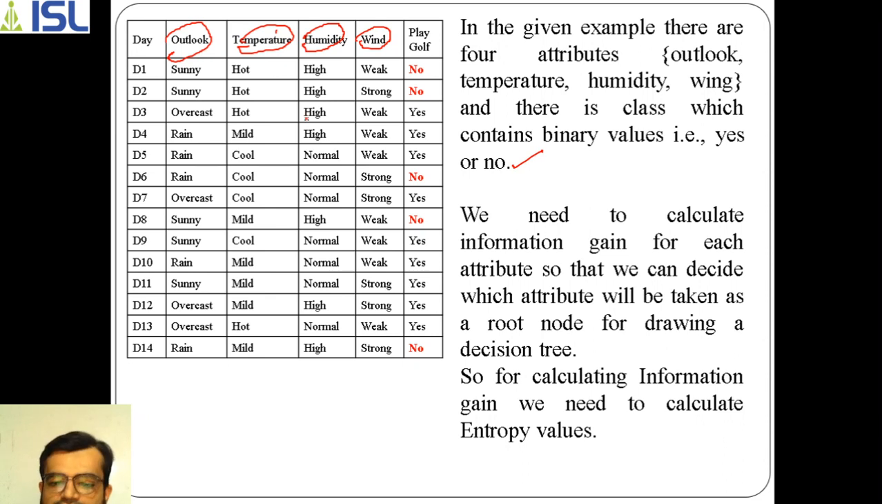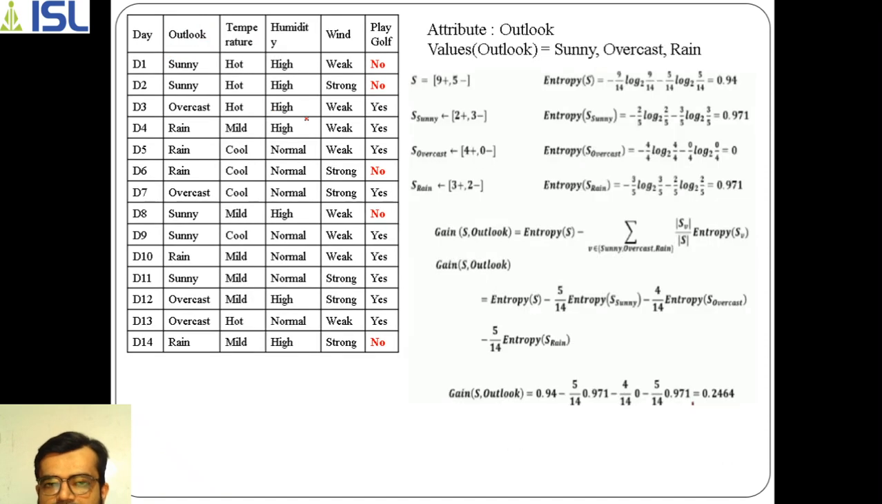So for calculating information gain, we need to calculate the entropy value. First we are going for outlook. In outlook, what are the values here? Sunny is there, overcast is there, and rain is there, right? So there are three values here.